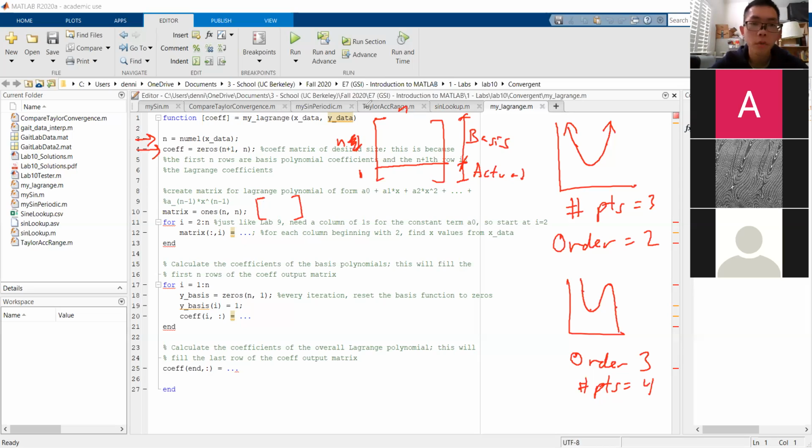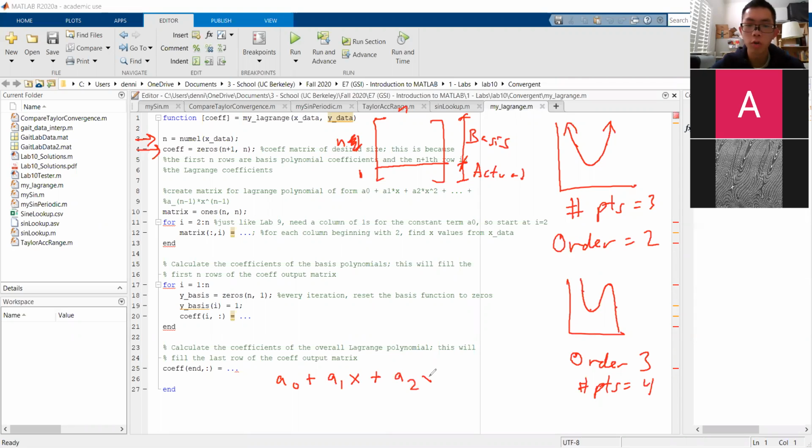Let's see. Where do I want to do this? Here's our Lagrange polynomial. And if you hear Lagrange polynomial, think of this parabola or this cubic over here. A0, A1x. Let's do 4 points. So it's going to be order 3. That's this cubic over here. We're going to represent it like that. And the matrix is going to be this. We have 4 coefficients and 4 points to work with.